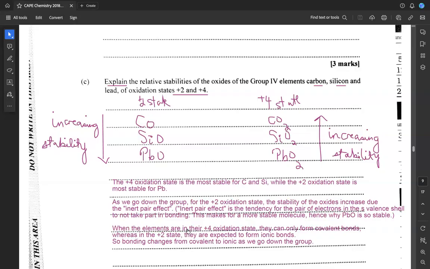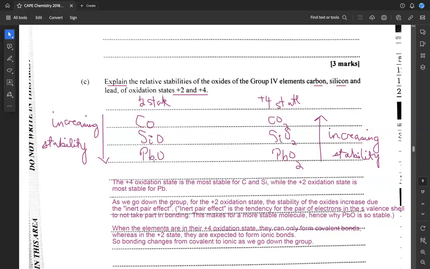I've just said that when the elements are in their +4 oxidation state, they can only form covalent bonds, whereas in the +2 state, they're expected to form ionic bonds. So what you'll find is that the bonding changes as you go down the group from covalent to more ionic, but that's not favorable in this +4 state. And so what we find is that PbO2 is not stable at all, and it just wants to be in the +2 state. So just to summarize, the +4 oxidation state is most stable for carbon and silicon, while the +2 oxidation state is most stable for lead.